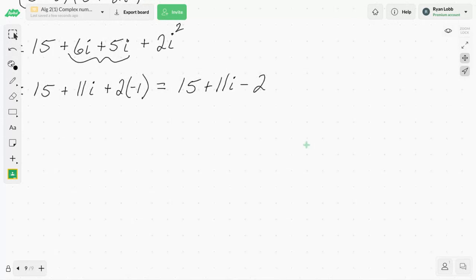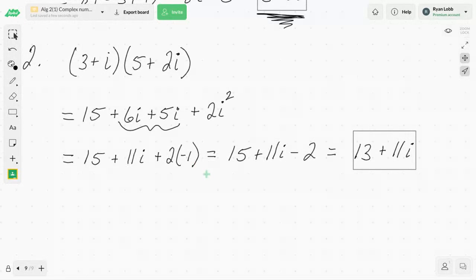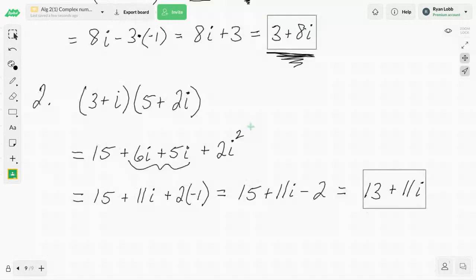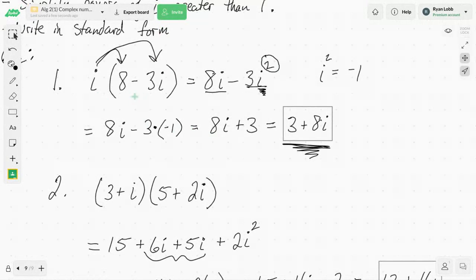And then lastly, combine our 15 minus 2 is 13. So the real number part first, plus 11i, the imaginary number part, and we are done. Okay, so there's the multiplying of those two imaginary numbers. So there we had a case where we have (3 + i)(5 + 2i) is 13 plus 11i. When we look up this one here, we had i times (8 - 3i), 3 plus 8i.